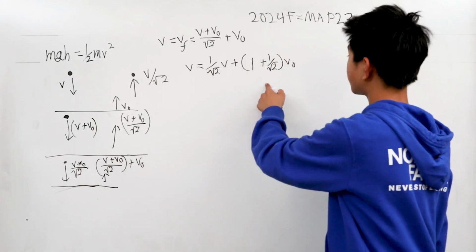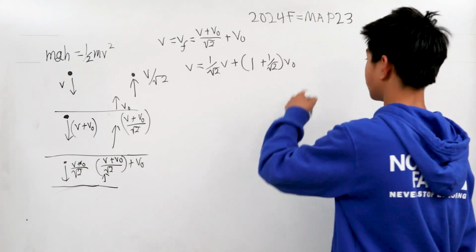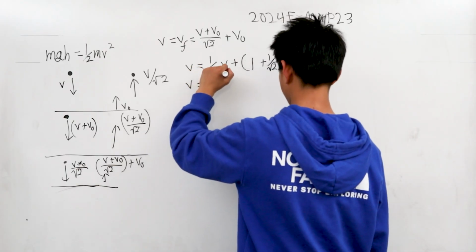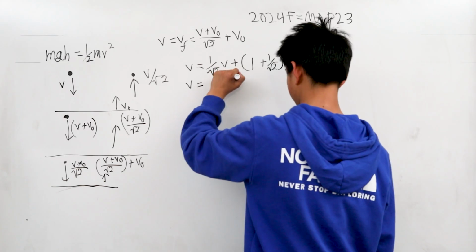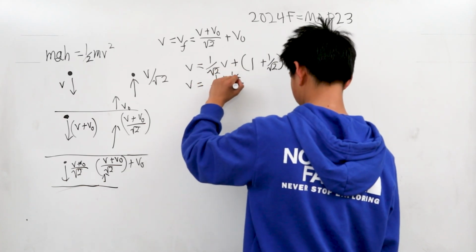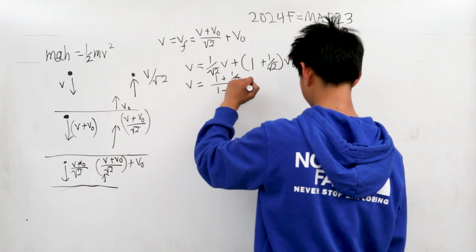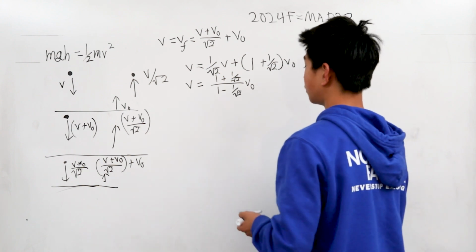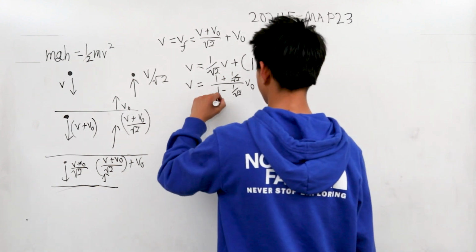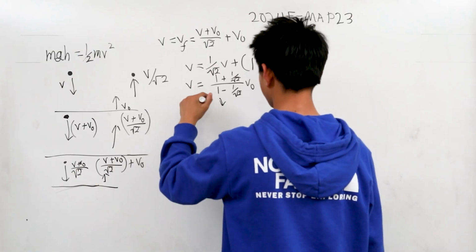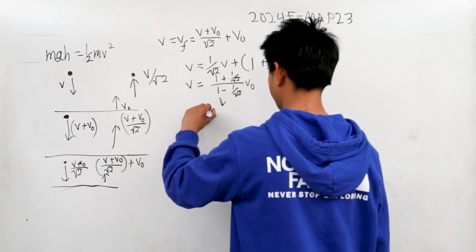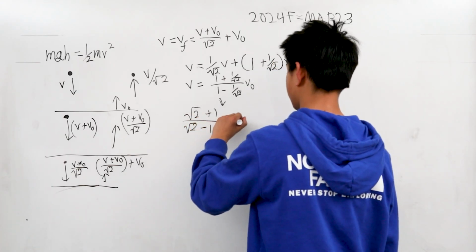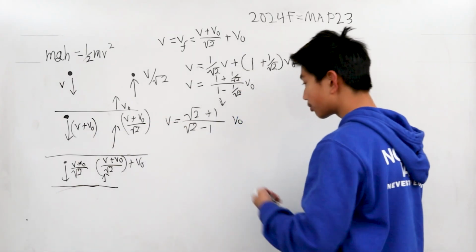And we have this, and what we really want to find is this important part. So we can say that v is equal to 1 plus 1 over the square root of 2 in the numerator, and 1 minus 1 over the square root of 2 in the denominator, multiplied by v0. Now, multiplying both top and bottom by the square root of 2, this yields the square root of 2 plus 1 over the square root of 2 minus 1 times v0, which is still our velocity.